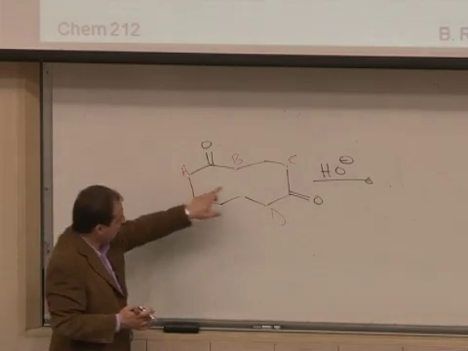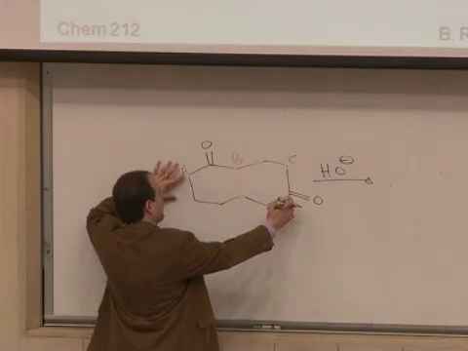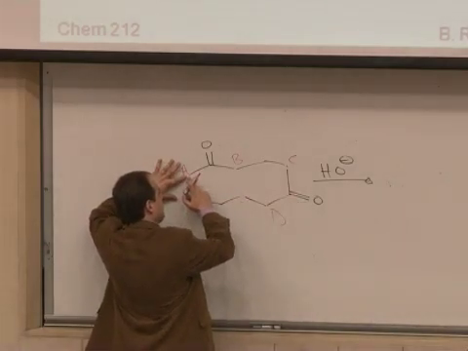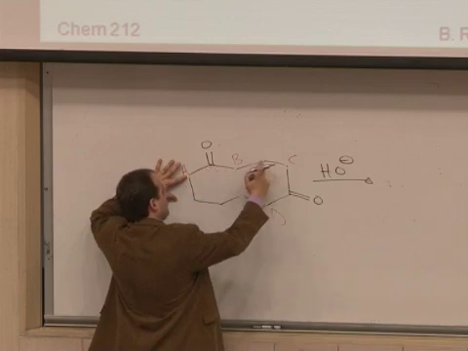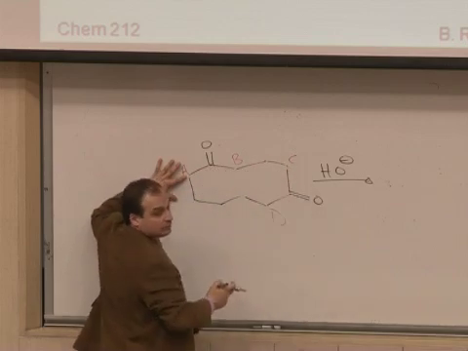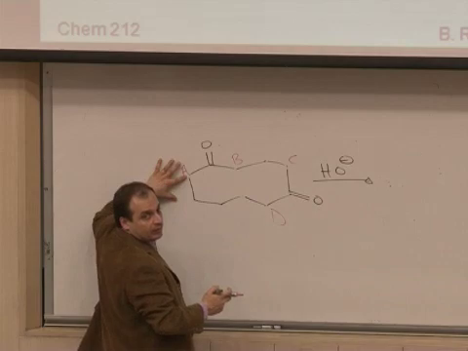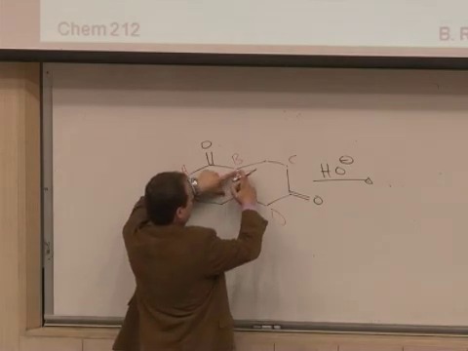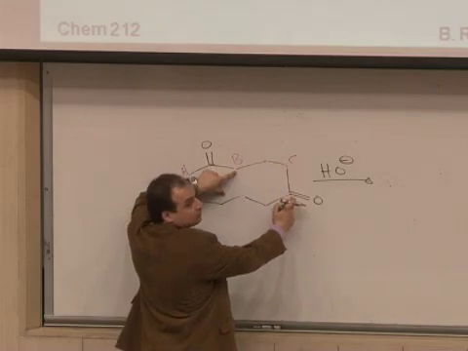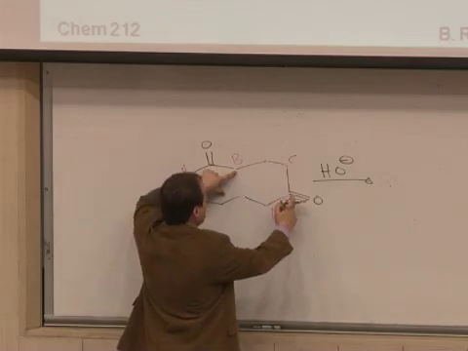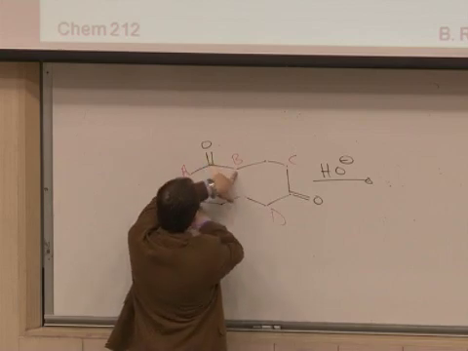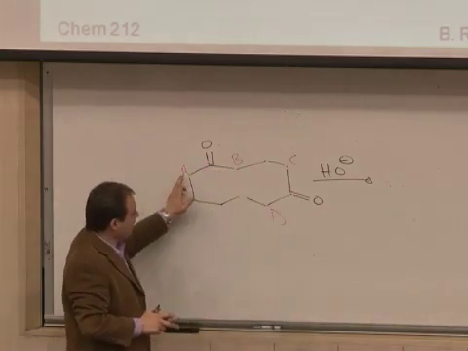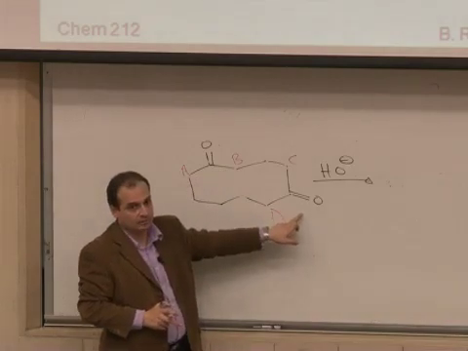If A attacks this carbonyl, what kind of ring do I get? 1, 2, 3, 4, 5, 6. And right here I will have 1, 2, 3, 4, 5, 6. Two 6-member rings. Right? What about here? Then I will have 1, 2, 3, 4. And the second one is going to be 1, 2, 3, 4, 5, 6, 7, 8. So that is A attacking the carbonyl.